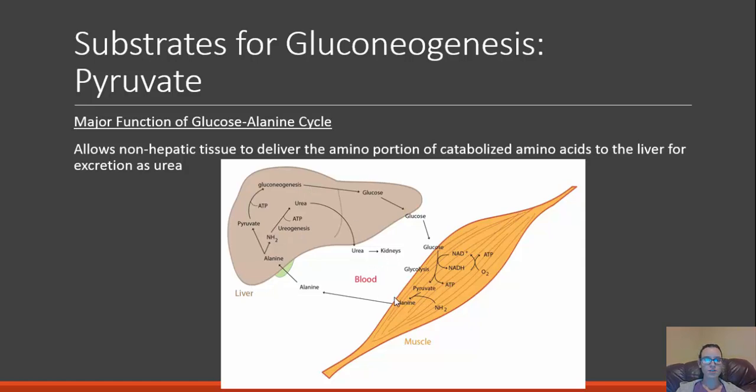So it's taking this almost waste product and allowing us to excrete it via the kidneys. And then we have the pyruvate left here, which can then undergo gluconeogenesis to glucose, and then the glucose can go back to the muscle cell to be incorporated into glycogen or to be oxidized for energy.